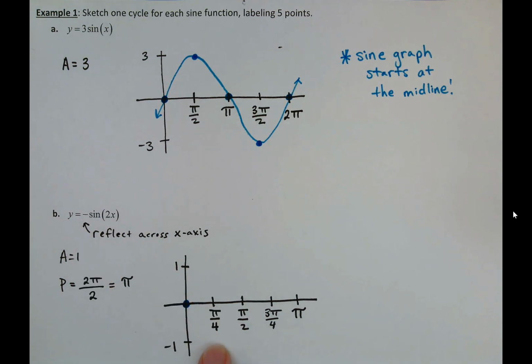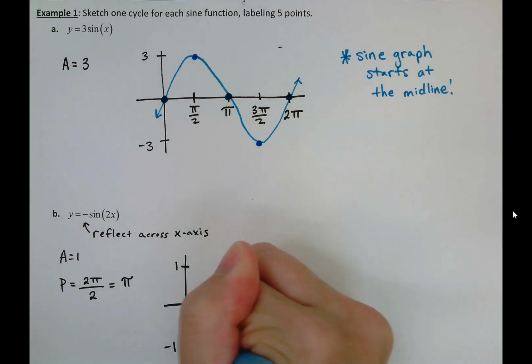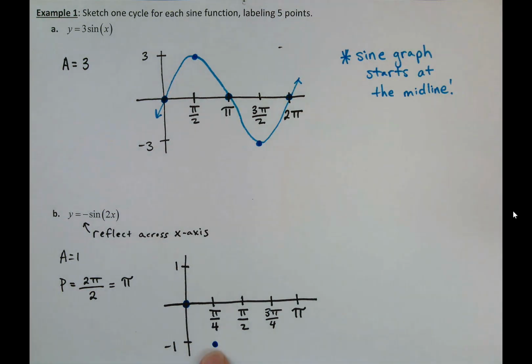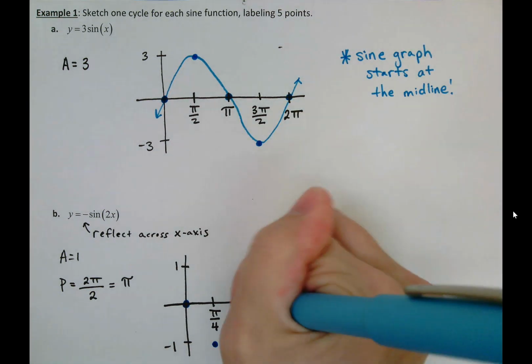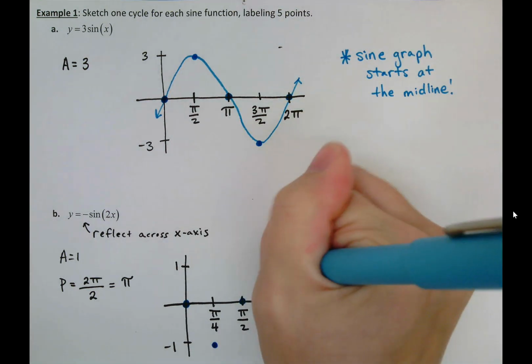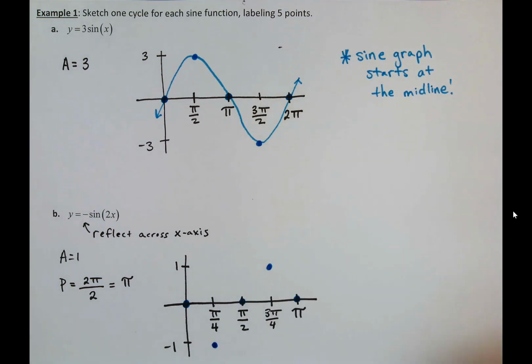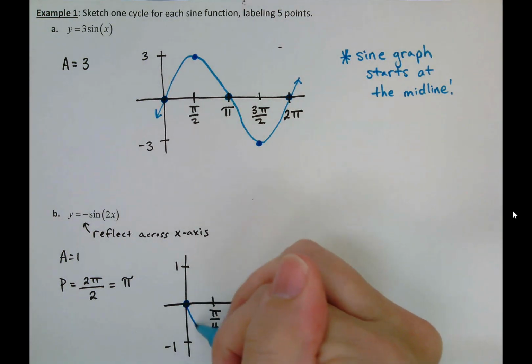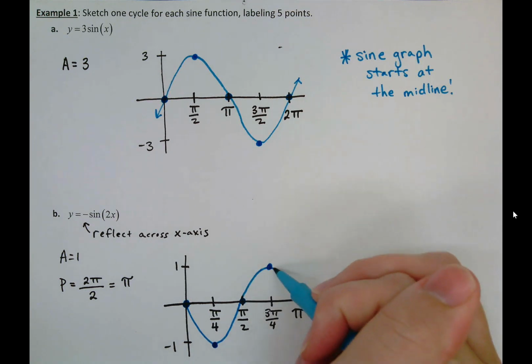So we're going to go to our next point down. So at -1 is at pi over 4. Then we're going to come back to the midline. We're going to go up to 1 and then back to the midline at pi. And so then we can graph our sinusoidal shape.